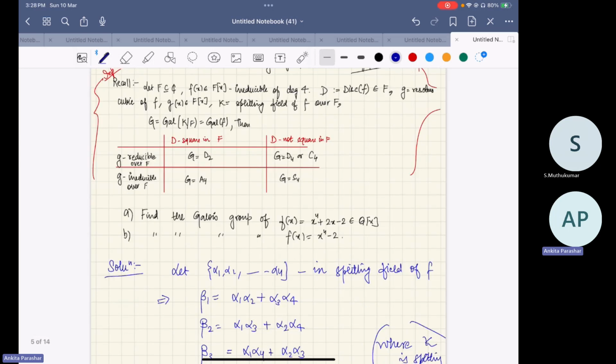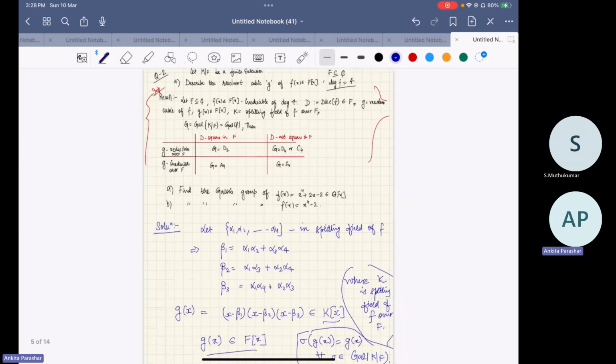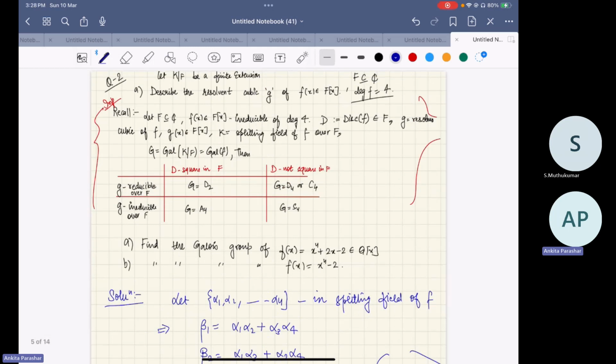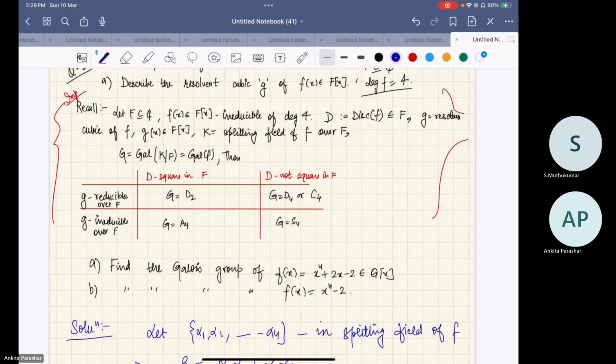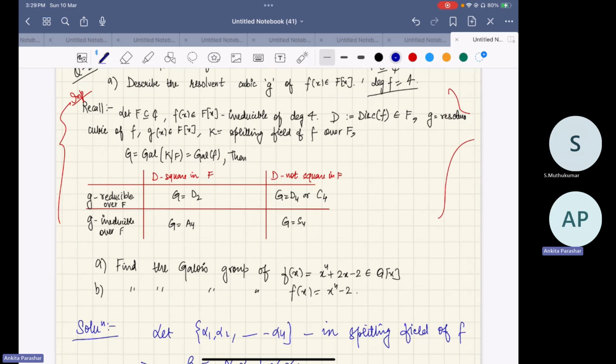Now the definition is clear, I think, of what the resolvent cubic is. But this resolvent cubic helps us to determine the Galois group of a degree 4 polynomial. So there is a statement which I'm trying to recall here. So this is a recall.